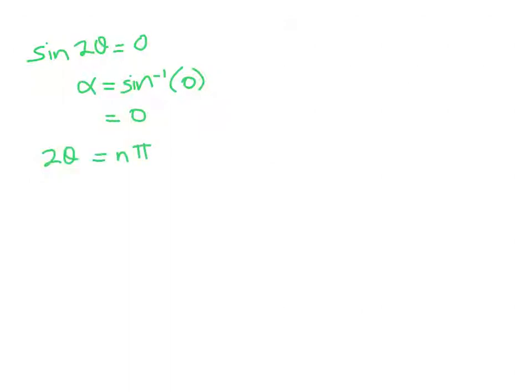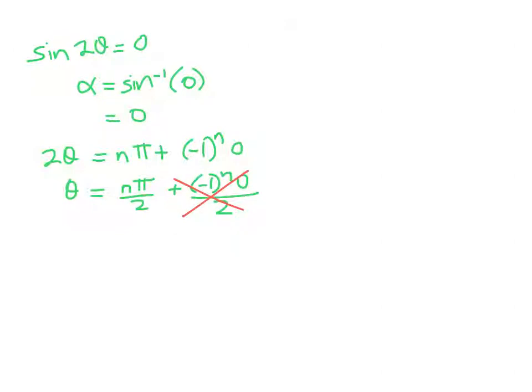Right, so first, let's solve sine of 2 theta is equal to 0. So alpha, my principal value, is sine inverse of 0, which of course is just 0. So now I have this. 2 theta is equal to n pi plus my switch function, negative 1 to the power of n, times alpha, which is 0. So in this case, my general solution comes out to be theta is equal to n pi divided by 2. Because this is always 0.